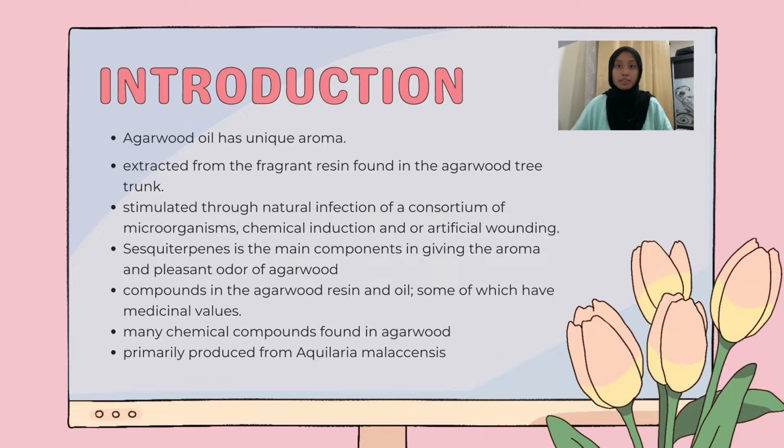Agarwood is a very valuable type of oil due to its unique aroma. The oil is extracted from the fragrant resin found in the agarwood tree trunk. The formation of resin can be stimulated through natural infection of a consortium of microorganisms, chemical induction, and/or artificial wounding.